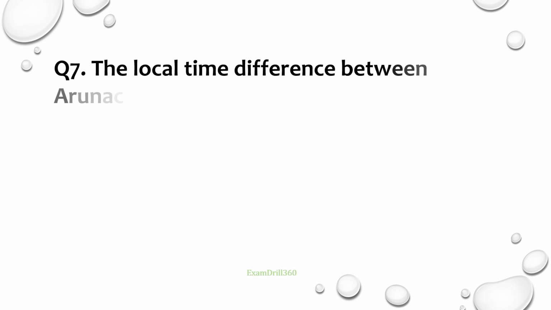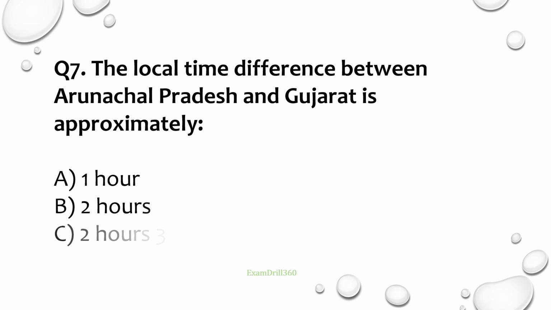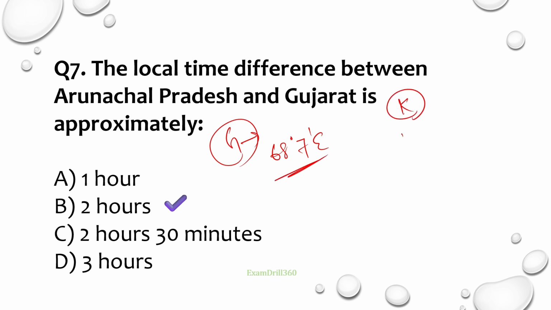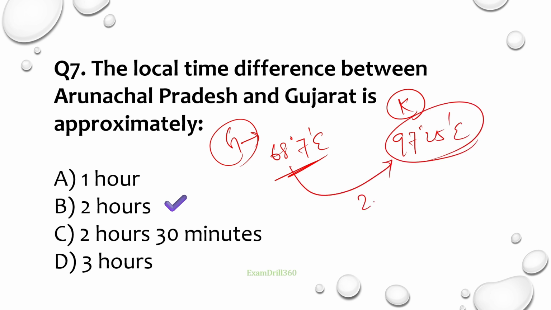Question number 7. The local time difference between Arunachal Pradesh and Gujarat is approximately how many hours? Correct answer is 2 hours. Because you already see that Guharmati in Gujarat lies at which longitude? 68 degrees 7 minutes east, and Kibithu in Arunachal Pradesh is at 97 degrees 25 minutes east. So approximately around 29 degrees difference. So this causes the time gap also. And a time gap of how many hours? 2 hours. So how was it calculated actually?